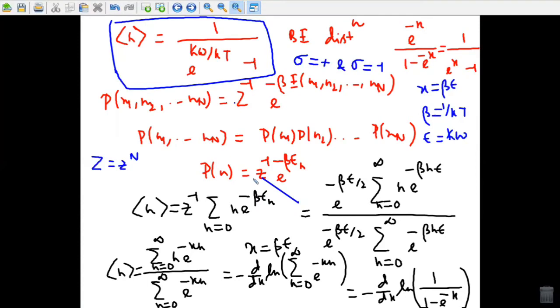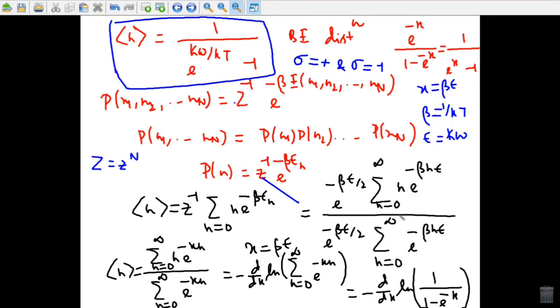So using the excitation probabilities, we calculate the average according to average n equals z inverse summation n equals 0 to infinity n e to the power minus beta epsilon n. Substituting this with the notation epsilon equals h cut omega, one can write this as e to the power minus beta epsilon by 2 summation n equals 0 to infinity n e to the power minus beta n epsilon, divided by e to the power minus beta epsilon by 2 summation n equals 0 to infinity e to the power minus beta n epsilon.